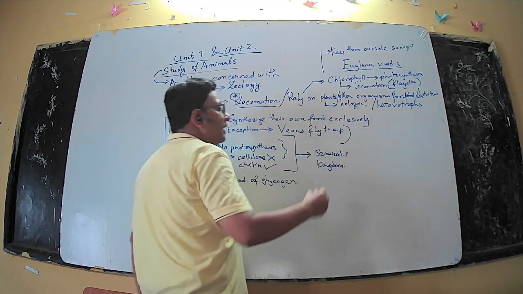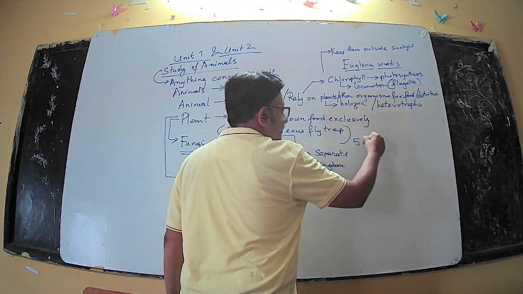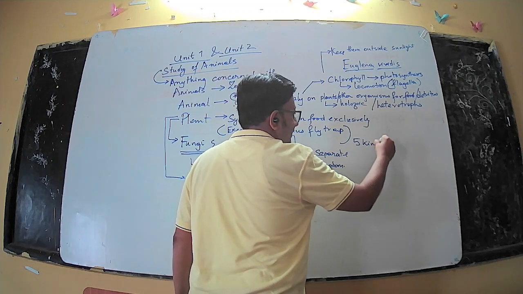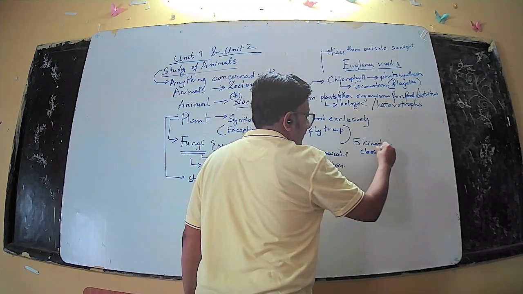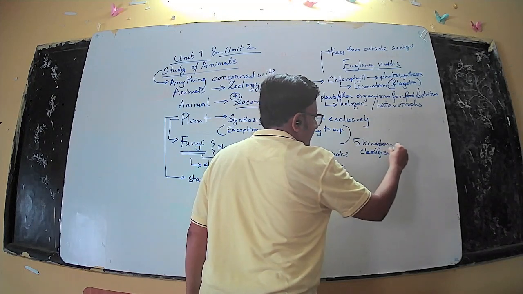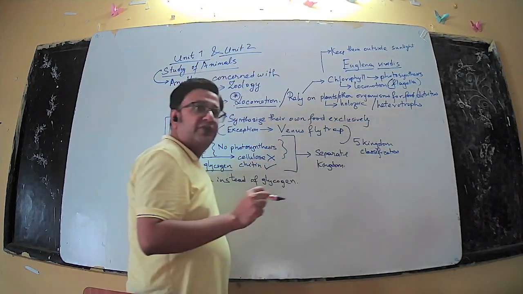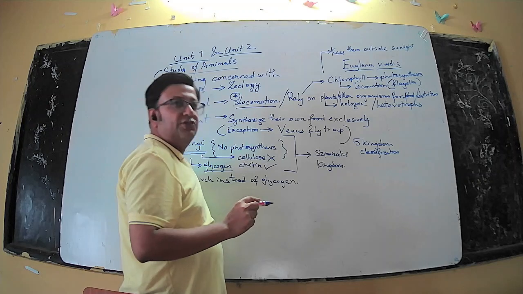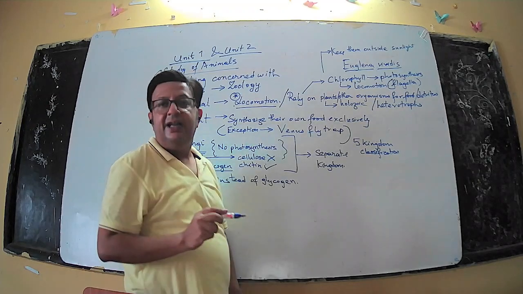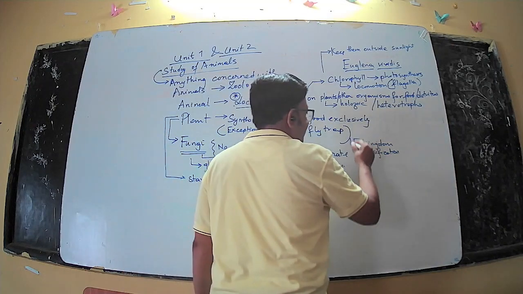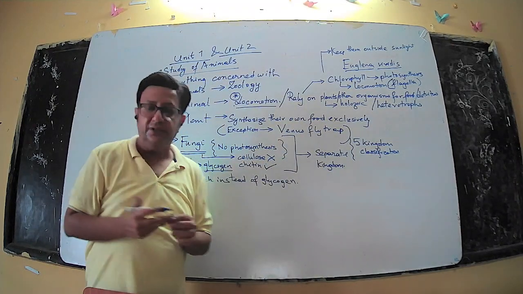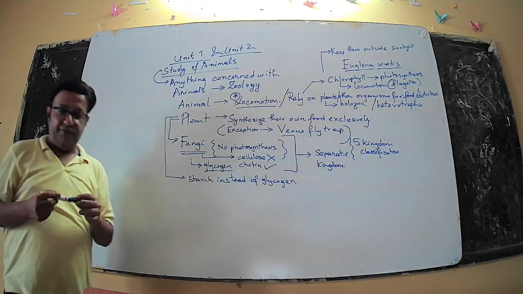And you know there are 5 kingdom classifications which you have to read. Whittaker gave this 5 kingdom classification. There is a 2 kingdom classification by Carolus Linnaeus, and you have the 5 kingdom classification. Okay, so this is for the first half of the basics.